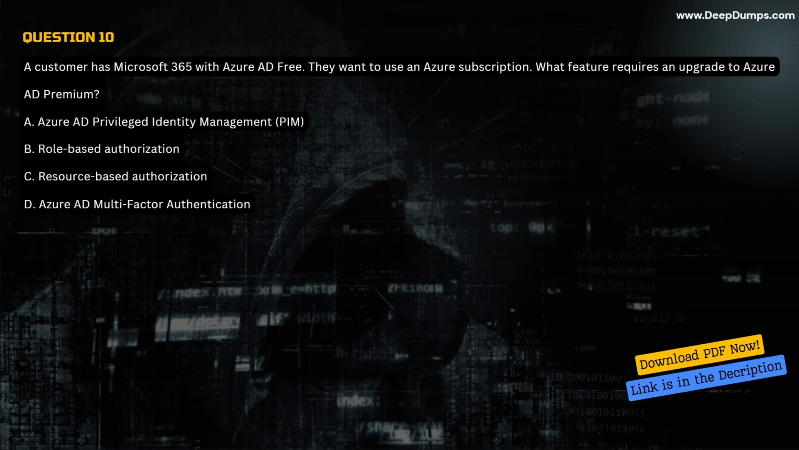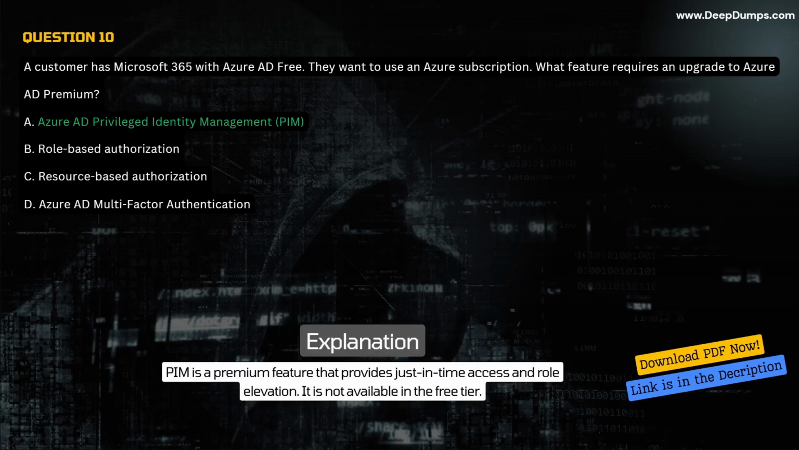C. Resource-based authorization. D. Azure AD Multi-Factor Authentication. Correct answer A. Azure AD Privileged Identity Management (PIM). Explanation: PIM is a premium feature that provides just-in-time access and role elevation. It is not available in the free tier.